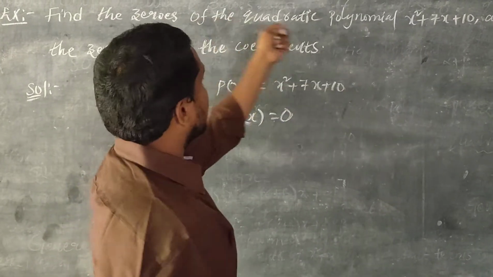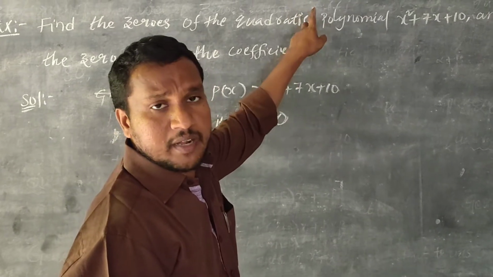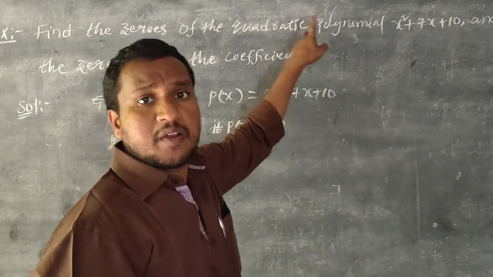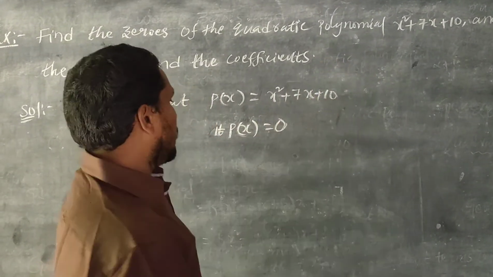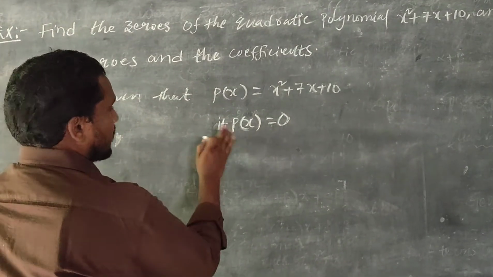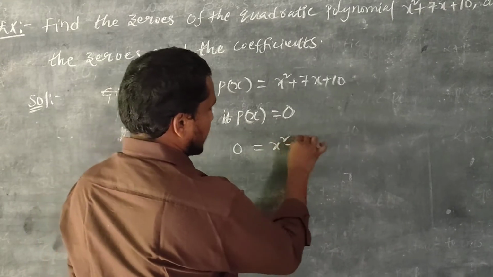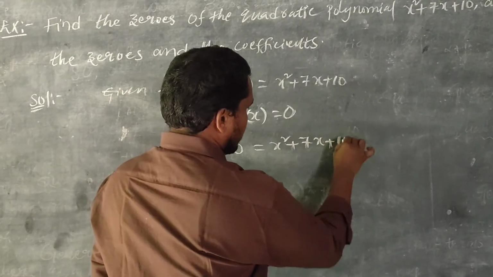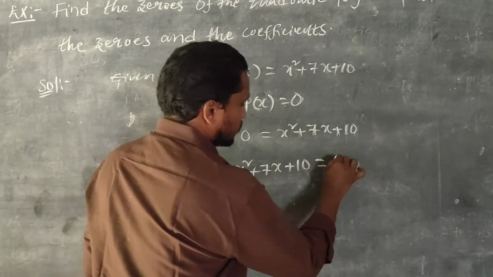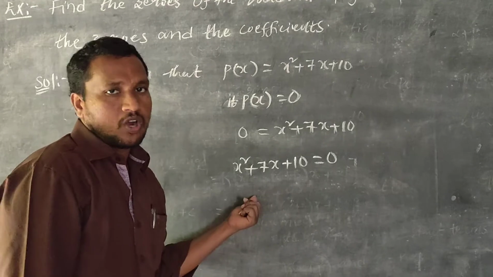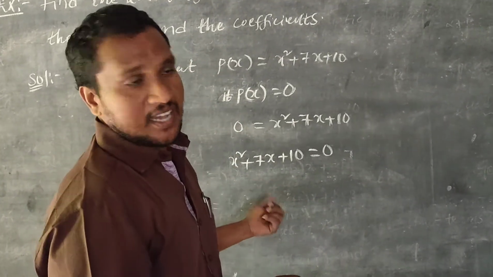Why? Because of the zeros of the quadratic polynomial. What is meant by a zero of the polynomial? The number for which the value of the polynomial is 0. So when p of x is equal to 0, we get 0 equal to x square plus 7x plus 10, that is, x square plus 7x plus 10 is equal to 0. It is a quadratic equation, which we already know from 9th class.